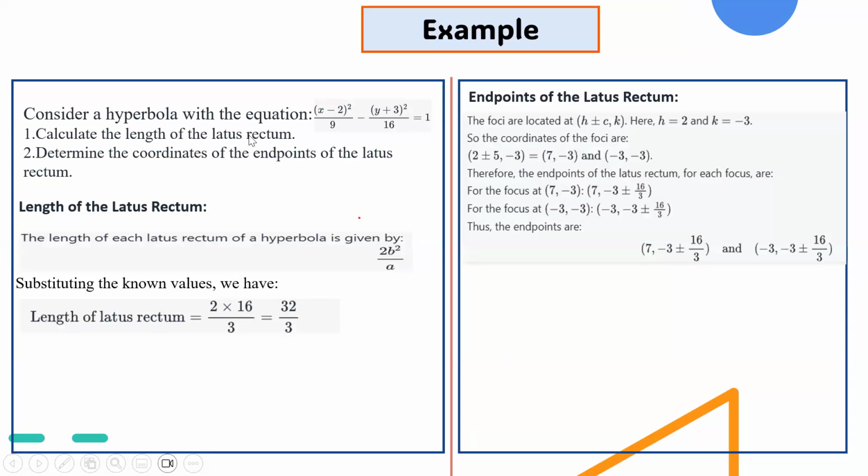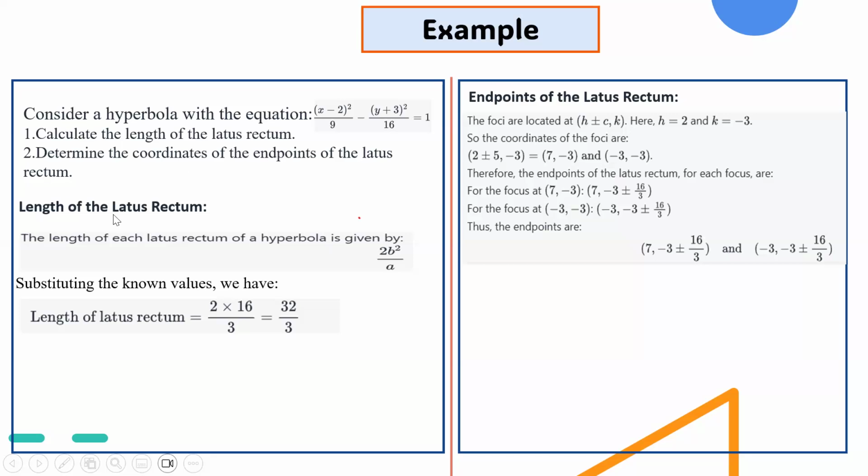Now we're going to look at some examples. Here I have a question. Consider a hyperbola with the equation (x minus 2) all squared over 9, minus (y plus 3) all squared over 16, equal to 1. We know that this is the general formula that my colleagues mentioned earlier. So we are going to do two things. Number one, calculate the length of the latus rectum. And number two, determine the coordinates of the endpoints of the latus rectum.